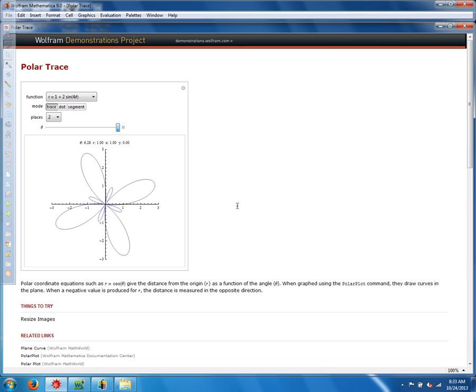That one's nice. This is the one we first looked at, 1 plus. We looked at that one. That one's so nice with the petals inside the petals. Okay. Here's another one. r equals sine of theta over 4.